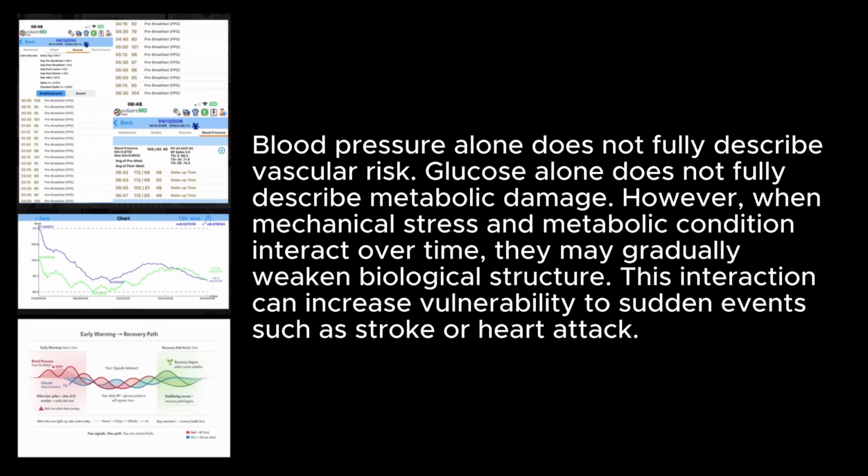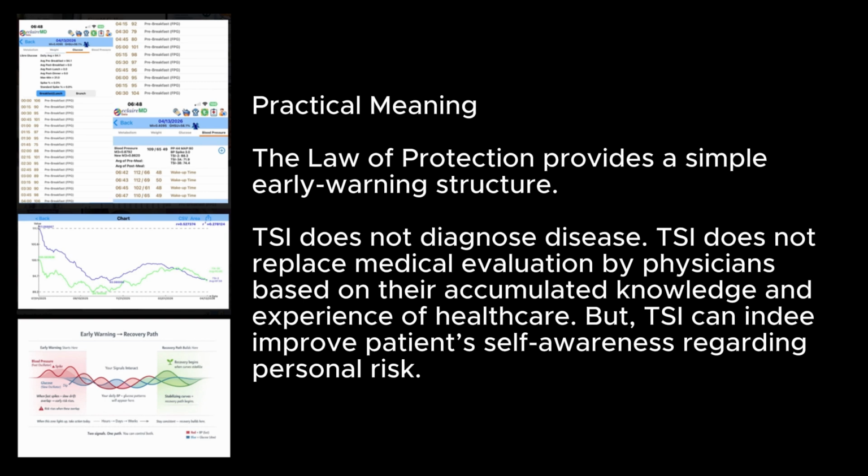Blood pressure alone does not fully describe vascular risk. Glucose alone does not fully describe metabolic damage. However, when mechanical stress and metabolic condition interact over time, they may gradually weaken biological structure. This interaction can increase vulnerability to sudden events such as stroke or heart attack. Practical meaning: the Law of Protection provides a simple early warning structure.